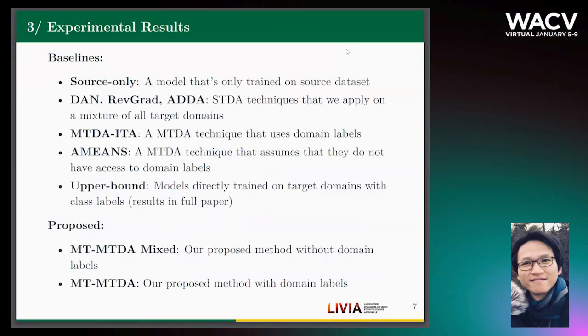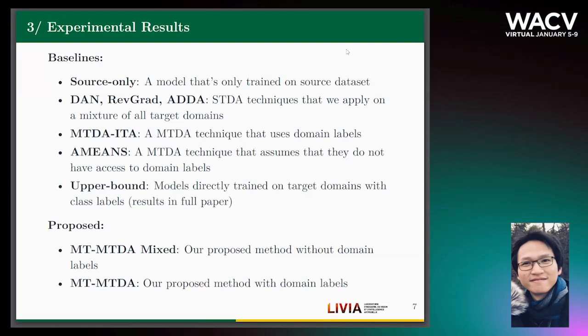To compare our method, we define several baselines. The first one is the source-only baseline, where a model is only trained on the source dataset and then evaluated on multiple target domains. The second baseline is several different STDA techniques that we apply on a mixture of all target domains. The third baseline is MTDA ETA, which is an MTDA technique that uses domain labels, and AMEAN is another MTDA technique that assumes they do not have access to the domain labels. Also, we provide the upper bound result on some of the datasets in the full paper. The upper bound is a model directly trained on the target domains with the class labels.